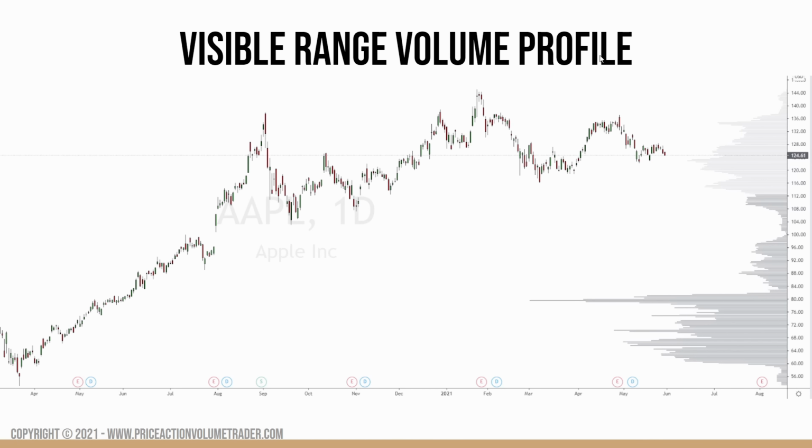And then finally, the visible range volume profile. This is the stock market. This is a daily Apple chart. And when you have the visible range, this is dynamic. As you move in the chart, this profile is just going to be changing depending on what's on the screen.